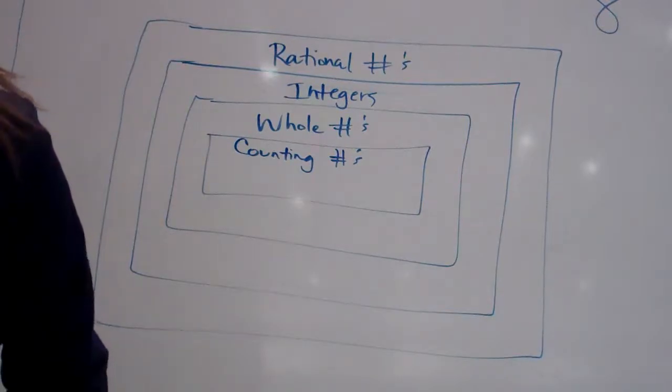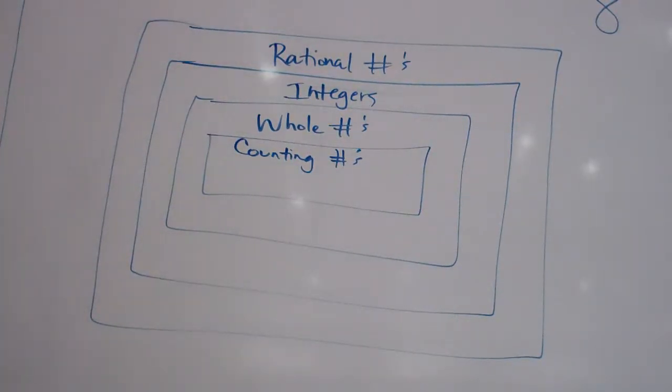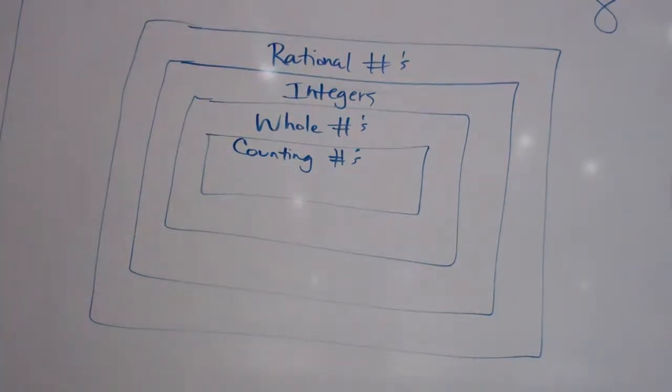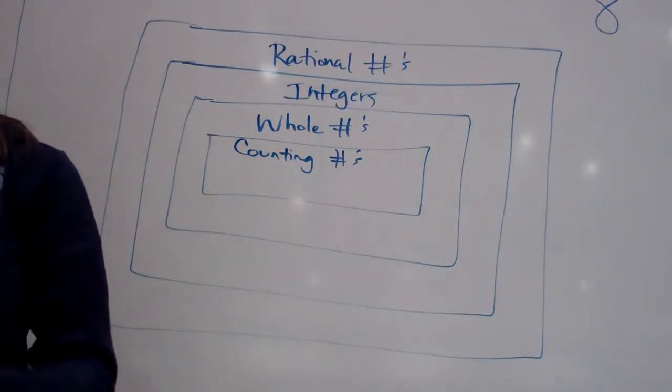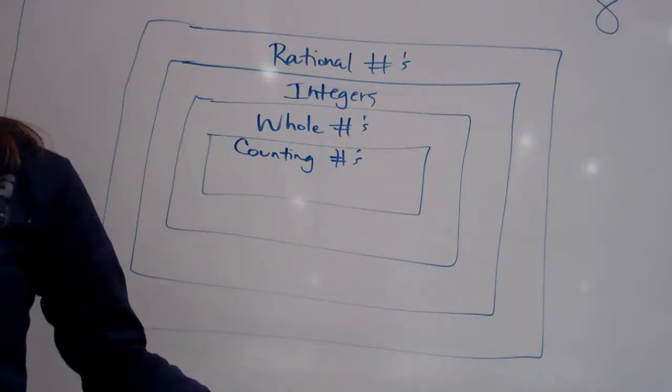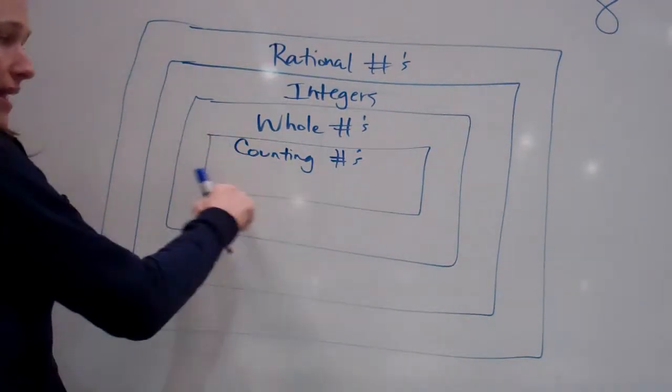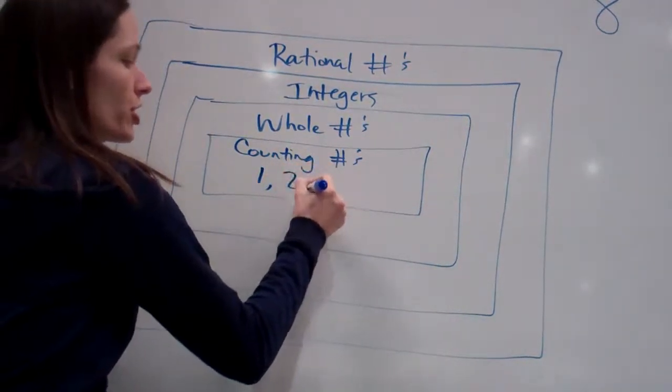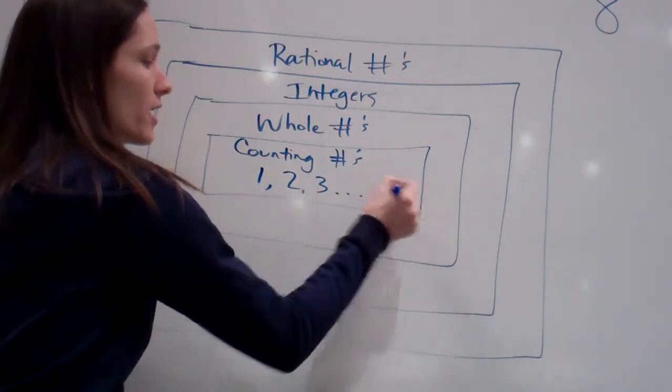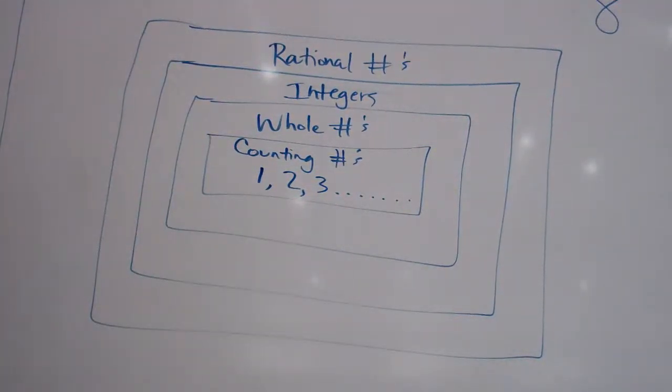Okay. Now, oh, I so wish I had more time. Okay, so here's what's up. Counting numbers are where you start counting. 1, 2, 3, 4, 5, 6, 7. So I'm going to put in my counting numbers box 1, 2, 3, dot, dot, dot, showing me that that continues.